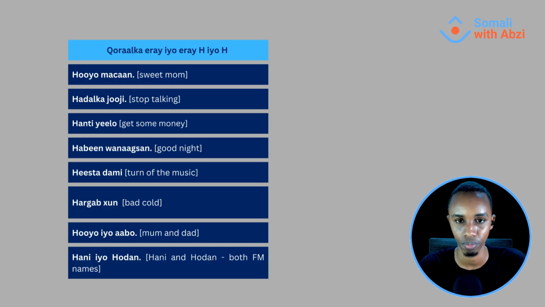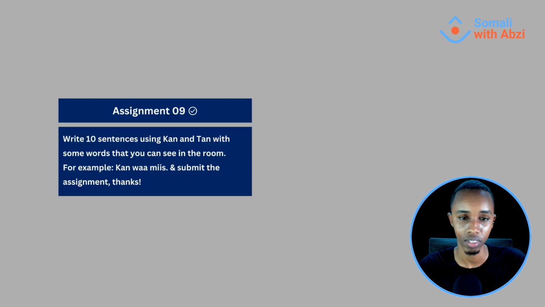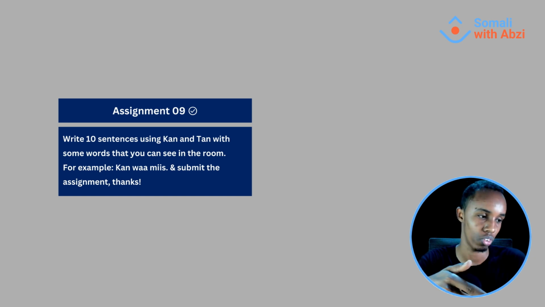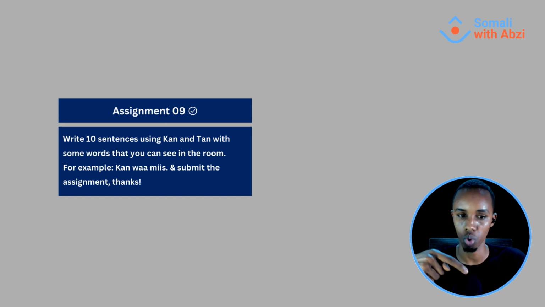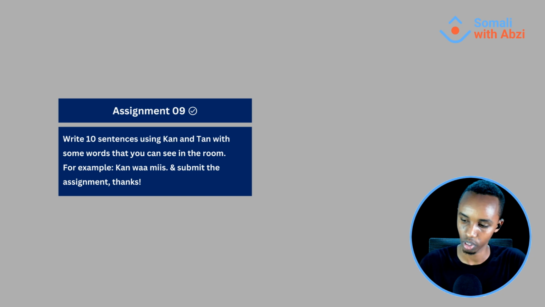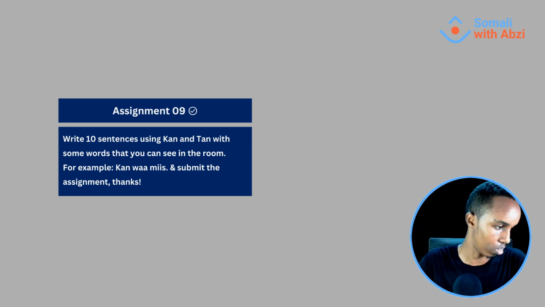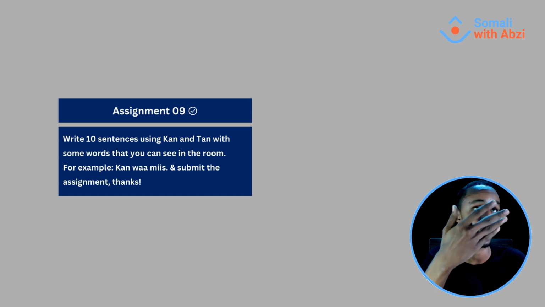Now let me show you the correct answers on the screen. So these are the correct answers. And now I am going to give you assignment number 9 as we are in lesson 10. Write 10 sentences using kan and tan with some words that you can see in the room or maybe in your room. For example, kan waa miis, tan waa kamerad, kan waa microphone, kan waa mobile, let's see, kan waa geed, kan waa nal, and so on.